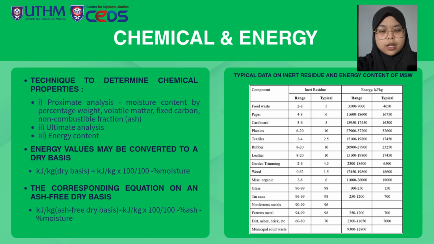The table on the right shows the inert residue and energy content for different waste materials. Plastic and rubber have high energy values, while glass and metal have very low energy content. Overall, different waste materials produce different amounts of energy.